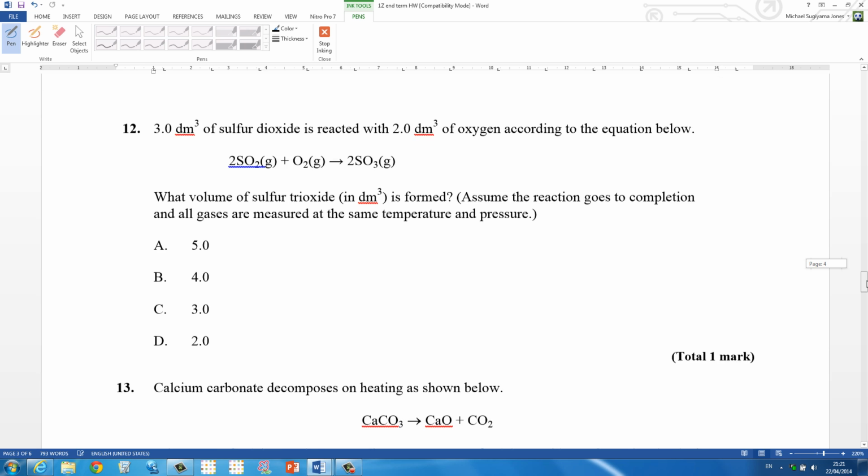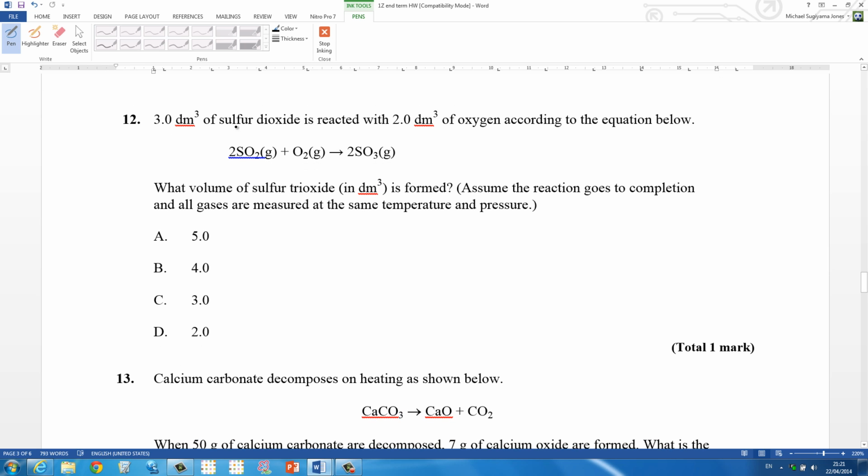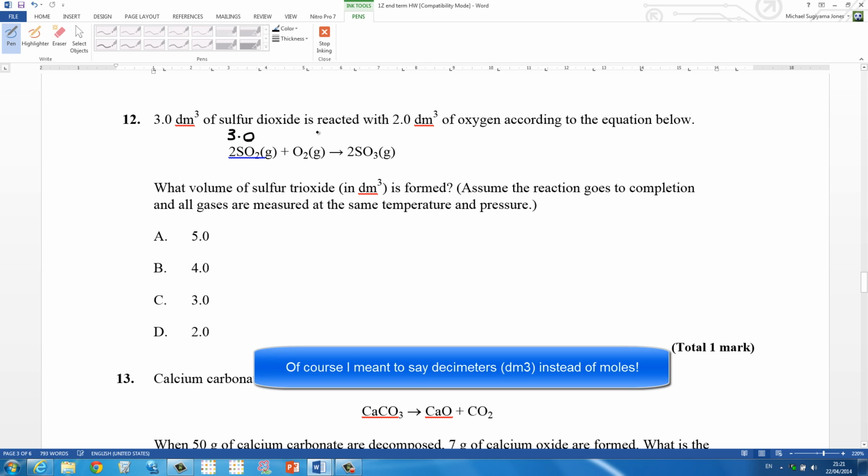And we're on to a gas question. So 3 decimeters of sulfur dioxide. We have 3 decimeters of this, and we have 2 decimeters of oxygen. And how much of this do we make? Well, you have to kind of figure out which one is the limiting reactant here. And you can do it fairly simply. The ratio of oxygen to sulfur dioxide is 2 to 1.